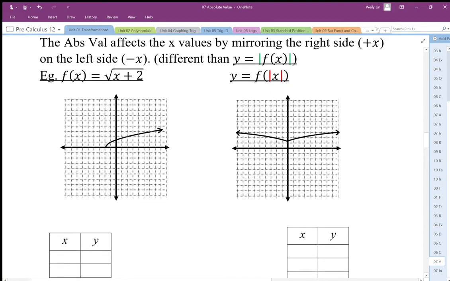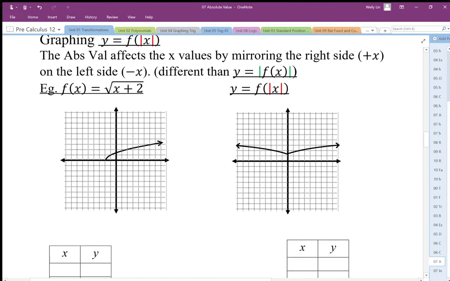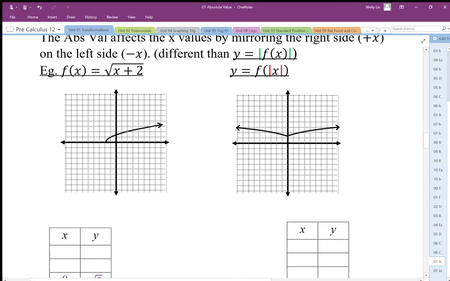How do we undo the absolute value? First of all, here's our original function. This is square root x plus 2. We're going to have this square root function, and we're going to do absolute value of this expression. So we need to know, how does that absolute value transformation work?